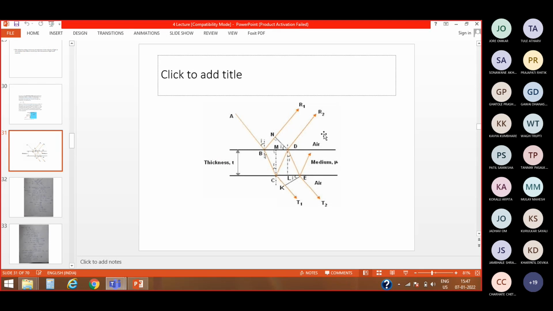So the medium is air above the thin film. The medium is denser in the thin film, and at the last it is again air. So at point E, refraction happens again for the light rays coming from point D to E. At point D, some amount of light is reflected, some amount of light is refracted.